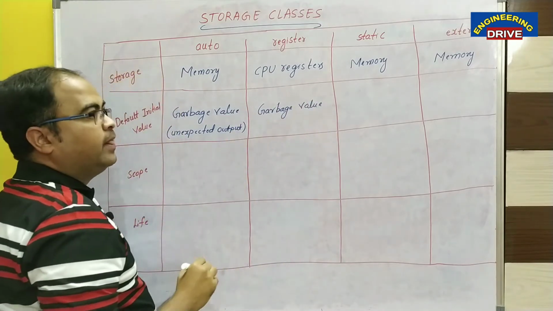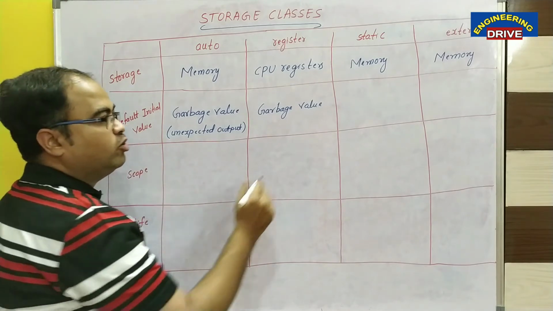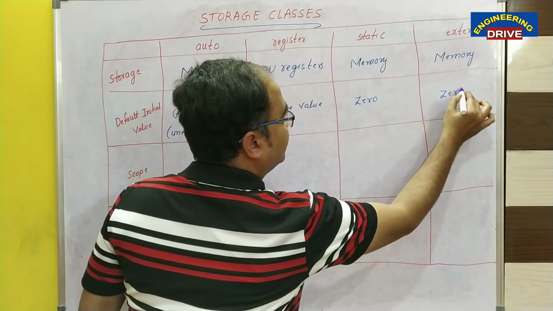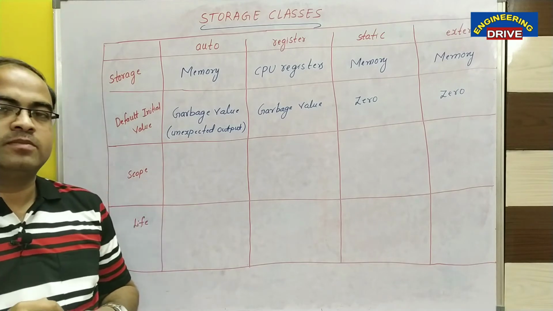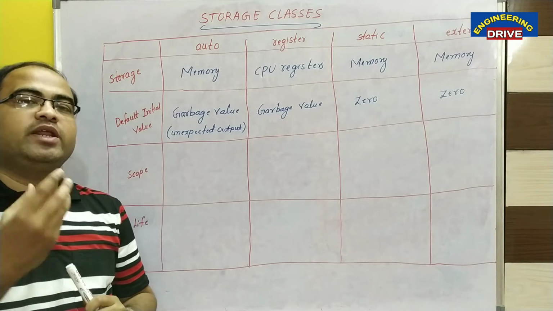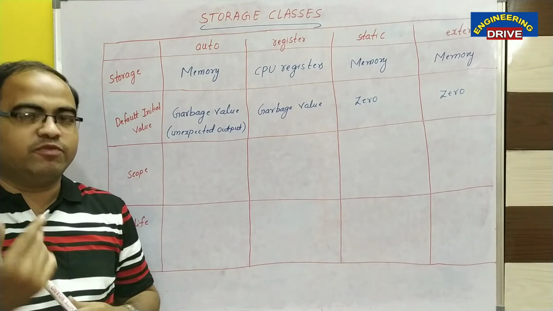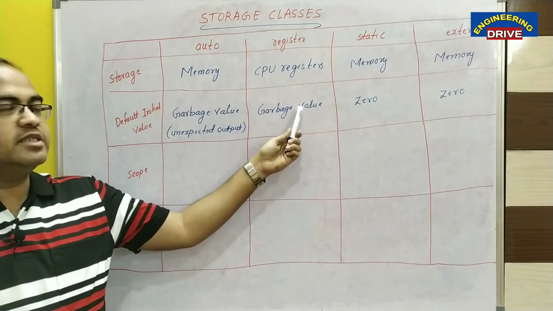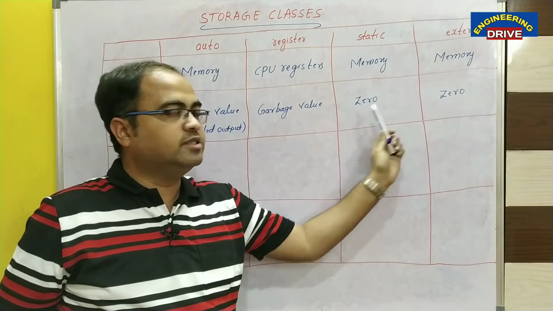Whereas for the static and external storage classes, the default initial value will be 0. So here 0, and even in external storage class also 0. So this is also one important difference. If the user does not give any value to the variable, then these storage classes will behave differently and assign different default initial values. Coming to auto and register storage class, garbage values, and coming to static and external storage class, the default initial value will be 0.